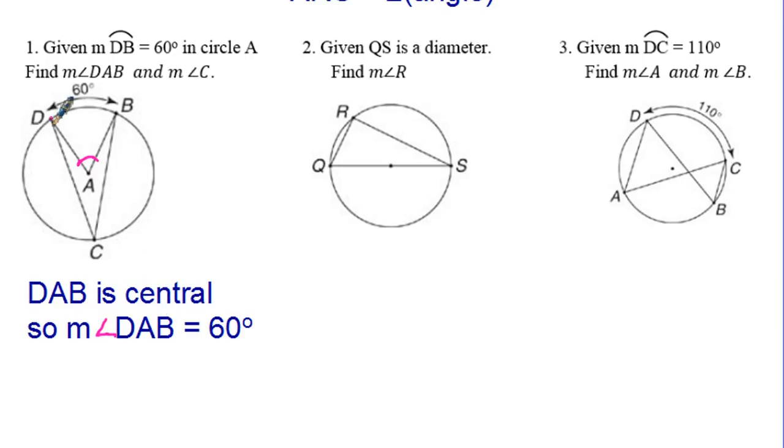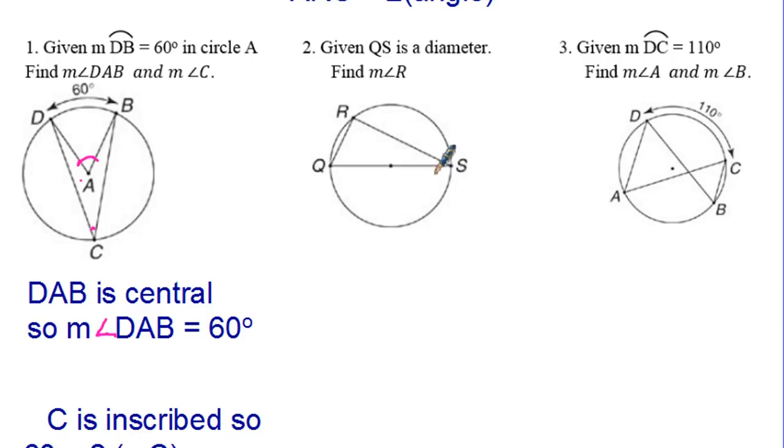But now angle C, down here, is an inscribed angle. So we're going to use the formula arc 60 degrees equals 2 times the angle. This is one where we're given the arc, not the angle. So we work backwards, divide by 2, and we get that the measure of angle C is equal to 30 degrees.